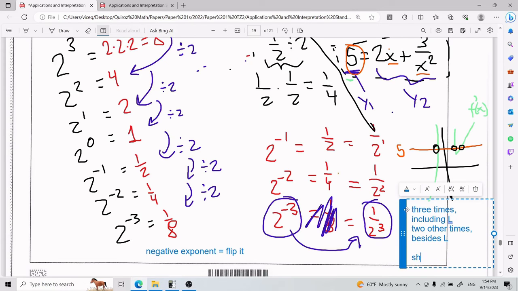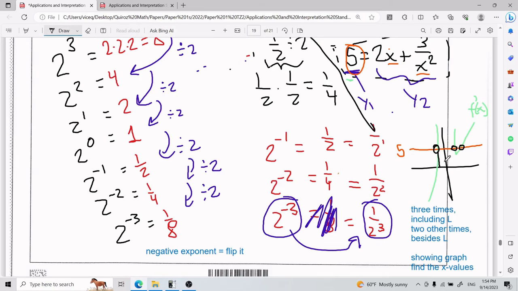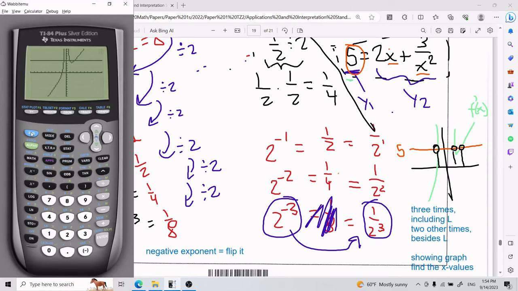You can get full credit just showing the graph, or you can also get super technical and find the x values. How would you find the x values? Well, you would need to find the coordinates of each of these 3 points. How can you do that? What I would suggest is go to second trace, so you hit calc, and find the intersect. Use guess to pick which one you want to get the answer for. And there you go, writing down the x values.